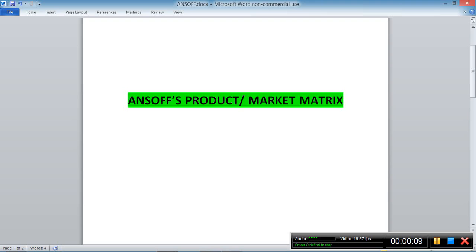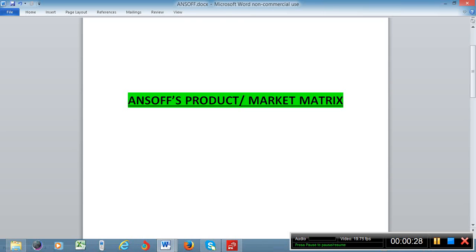Ansoff's Product Market Matrix is a strategic planning tool that helps link a company's general strategic plan with its marketing strategy. The matrix, developed by Igor Ansoff in 1941, is a model that looks at 4 alternative growth strategies.